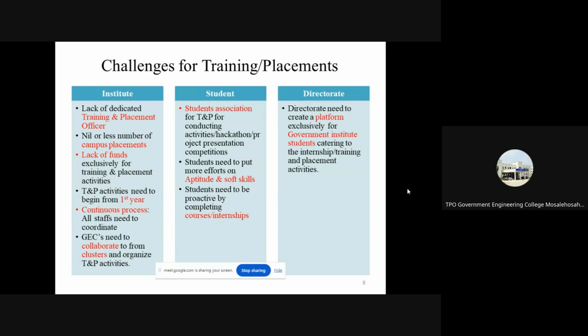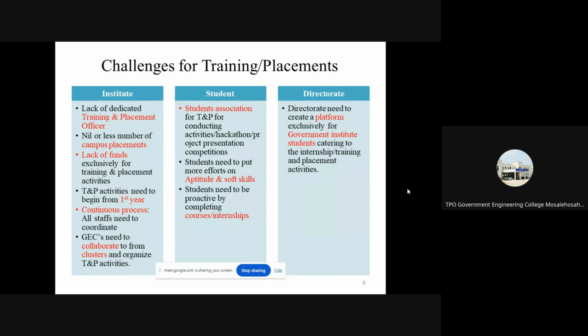With respect to the students, like I said, the first day they come, they ask for placements, and they stay totally oblivious to the placement activities. They need to have a student association. We have to have a student association only for placement activities, where they themselves can conduct activities. We can supervise, we can take care of that, but they have to be closely monitored and closely active for the next 4 years.